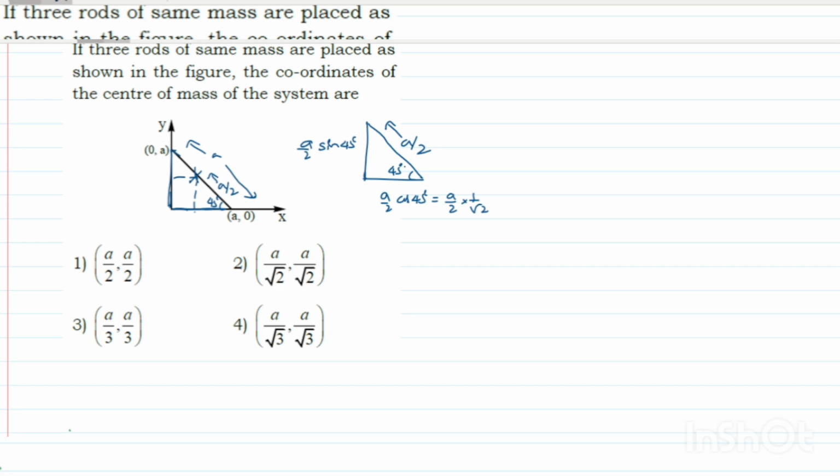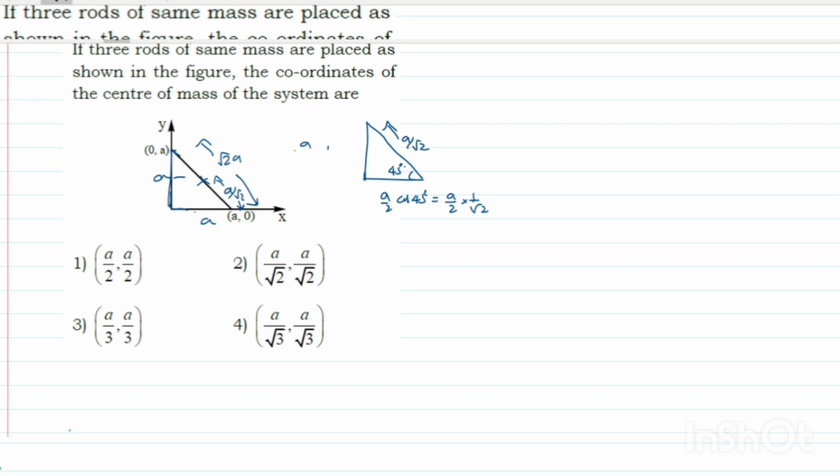Sorry students, here you can get it as one thing. This side is a and this side is a, so in total you will be getting root 2a. And here the center of mass you can take as a by root 2. Now this is a by root 2, which is making an angle of 45 degrees.